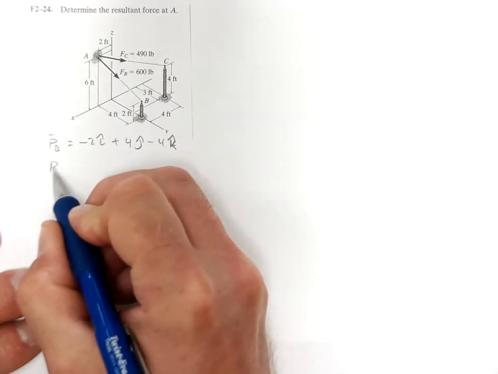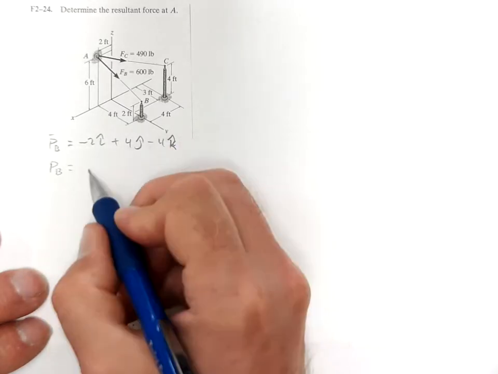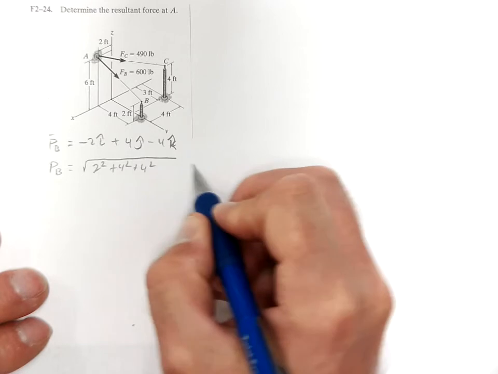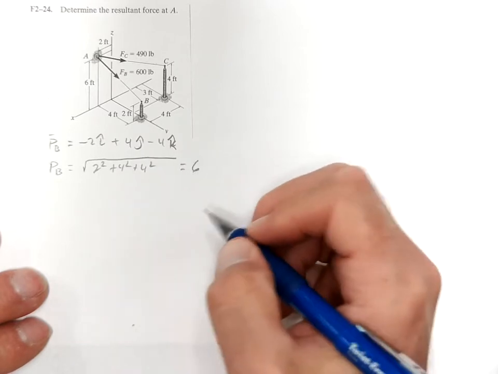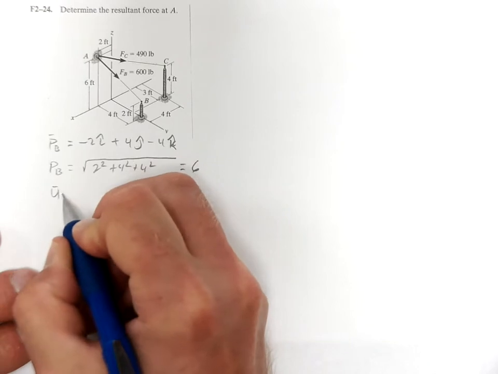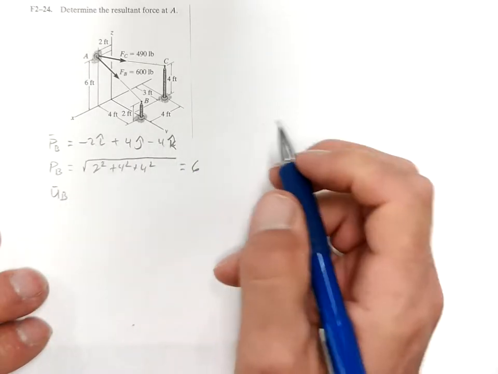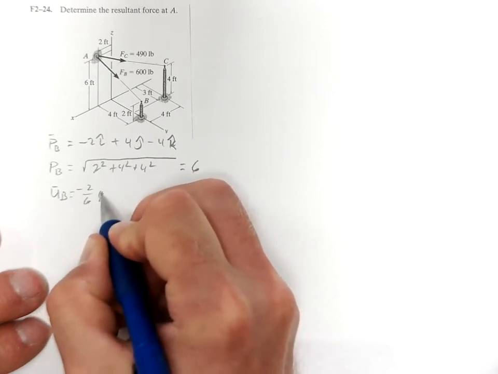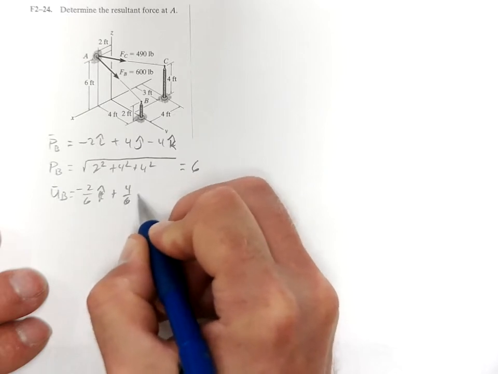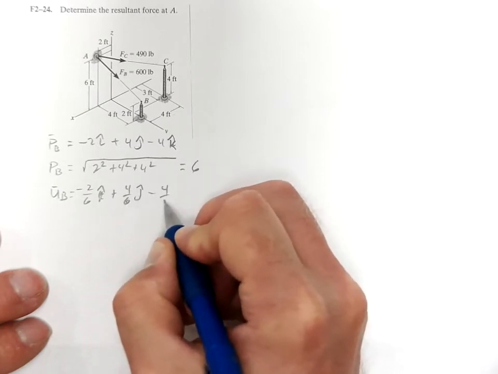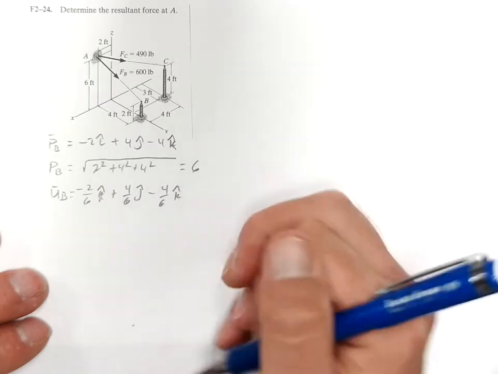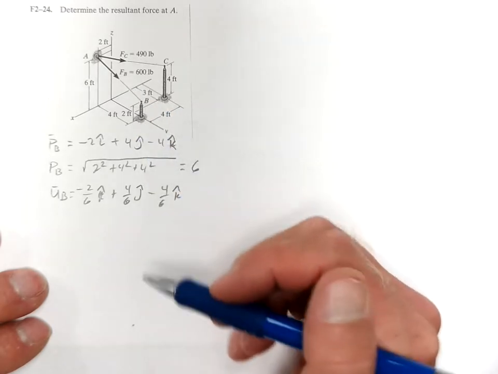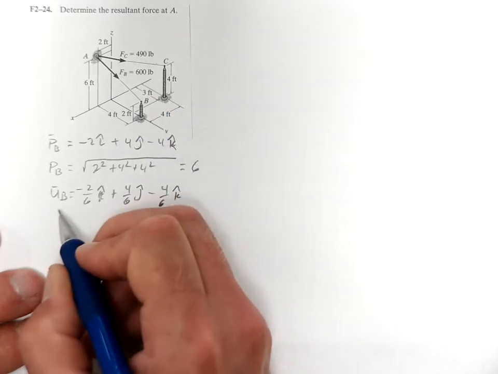So the magnitude of B is the square root of 2 squared plus 4 squared plus 4 squared, and that equals 6. So the unit vector of B is the vector divided by the magnitude. So -2/6 in the i plus 4/6 in the j minus 4/6 in the k. Now we could reduce that, but since our force is actually 600, that would be extra work.